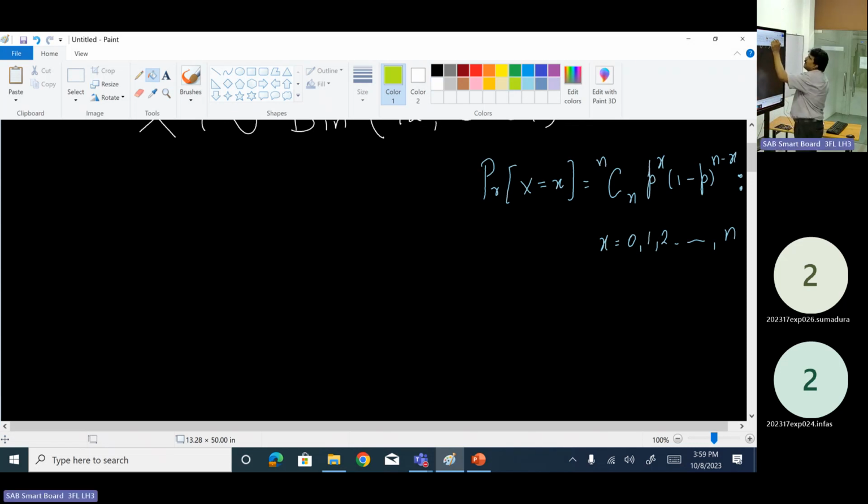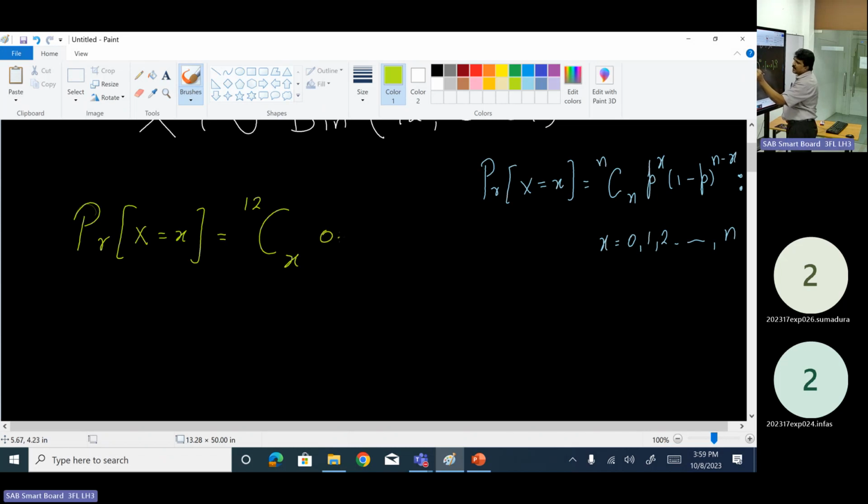So we write our probability function. P(X = x) equals 12Cx, times p, that is 0.07 to the power of x, times 1 minus p. So 1 minus 0.07, that is 0.93, to the power of n minus x. So to the power of n minus x, so it will be 12 minus x.